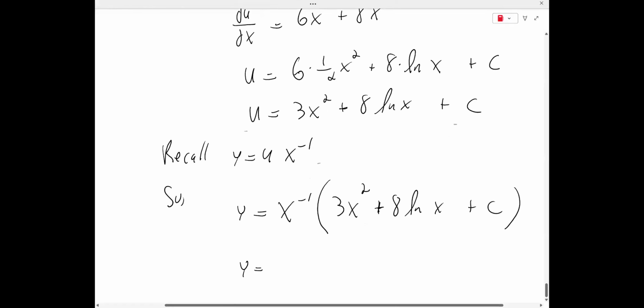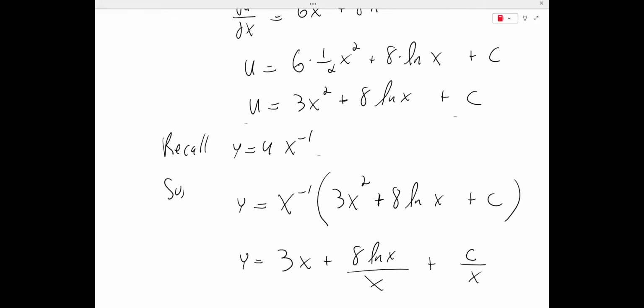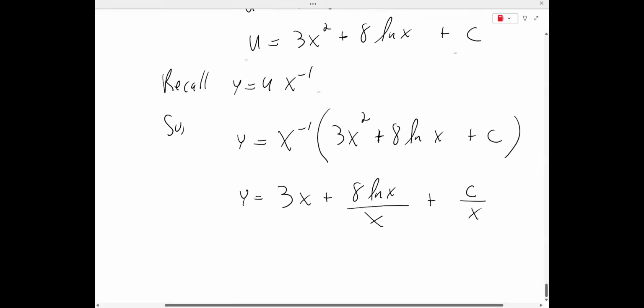Or you can distribute the x to the negative first through it, right? So you get 3x plus 8 natural log of x over x, plus c over x, or c x to the negative first, multiplying x to the negative first through. Okay, so this is the general solution to the problem.